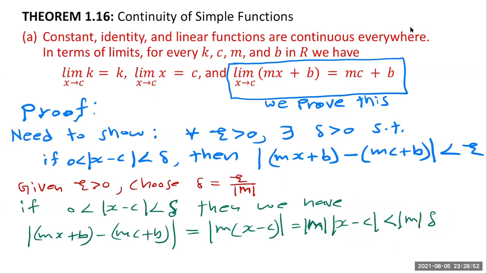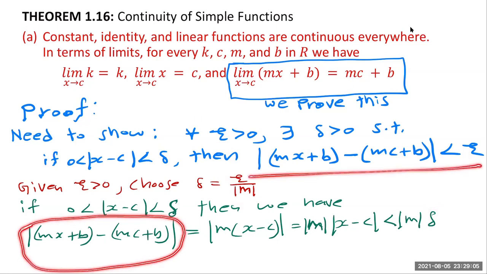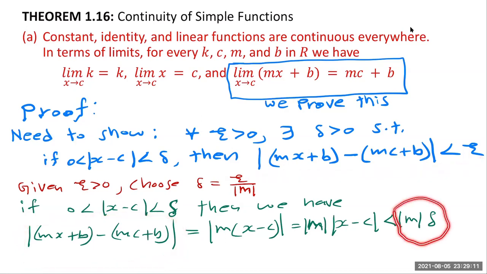Now I'm going to use the choice of delta. Remember, I took my delta to be epsilon over absolute value of m. That's where I decided that, remember, at the end of the day, what do I need? I need this to be less than epsilon, right? If I want that to be less than epsilon, I want this to be epsilon. If this is epsilon, I'm done, right? So to make this epsilon, I choose my delta to be epsilon over absolute value of m. This is by choice of delta, you have epsilon over absolute value of m.